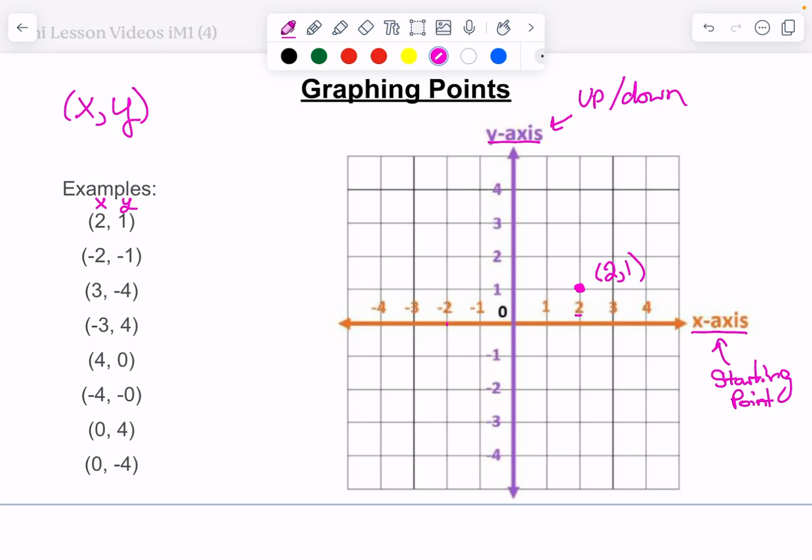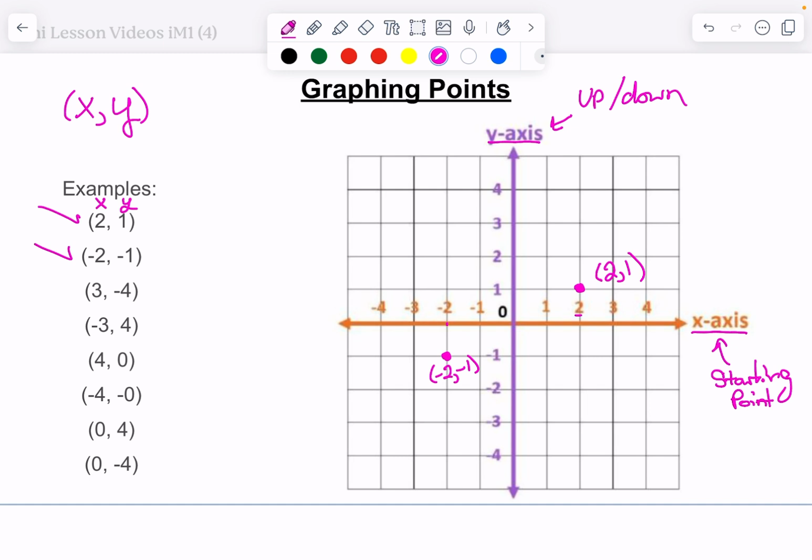Okay, the next point is negative 2, negative 1. So now I'm going to find negative 2 on the orange line, the x-axis, and then I'm going to go down 1 because a negative 1 means we go down. So positive is up, negative is down. So here's my next point, negative 2, negative 1. So we've done this one and this one.